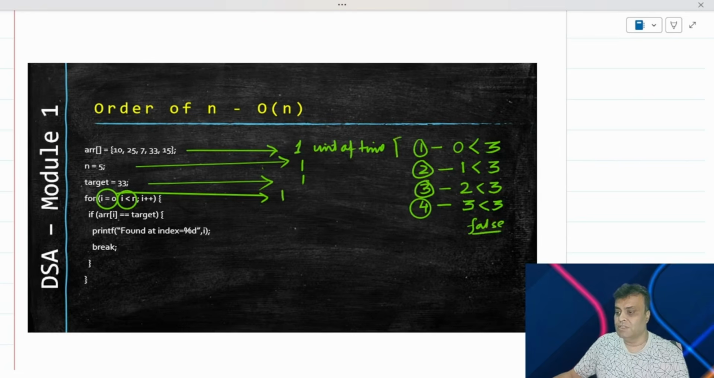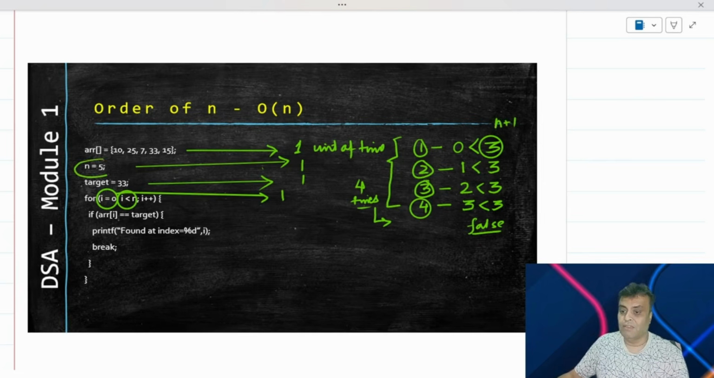How many times did it check i less than 3? It checked it 4 times. Right? So what is 4 times? 4 times is related to whatever is the number of inputs that you have. I said that we have 3 inputs and we are checking 4 times. That means we are checking n plus 1 times.